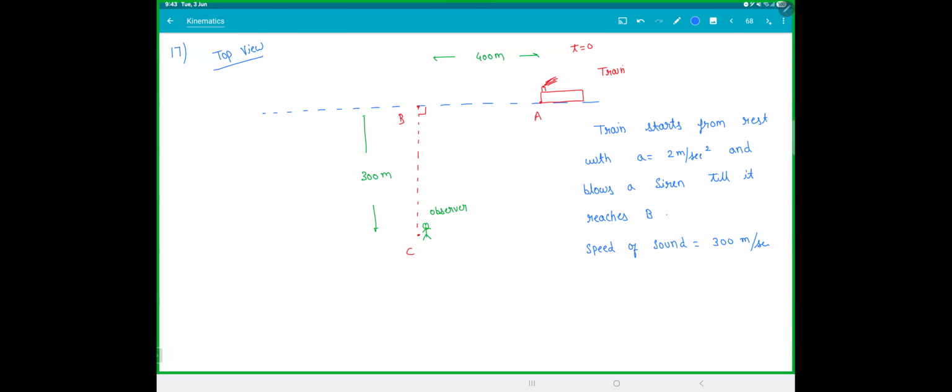So the question is this. Now we have an observer on the side of the track at a distance of 300 meters perpendicular to the track. Are you getting the picture here? This is the top view. So the observer is standing somewhere here. So the question is, for how long did the observer hear the siren?